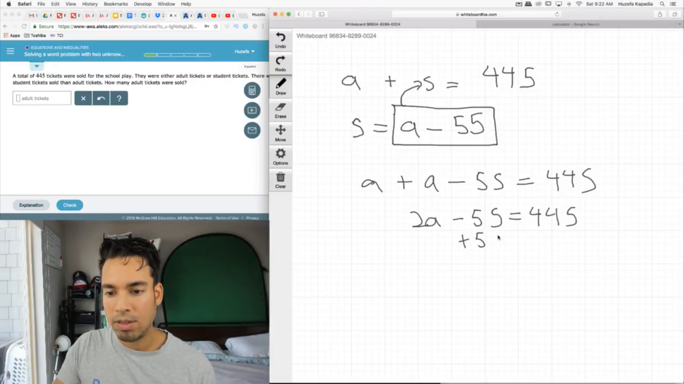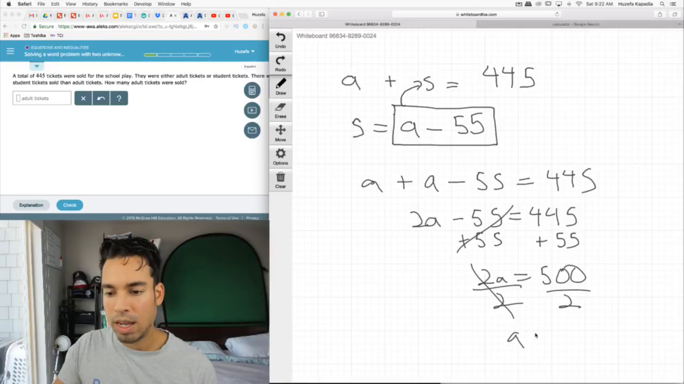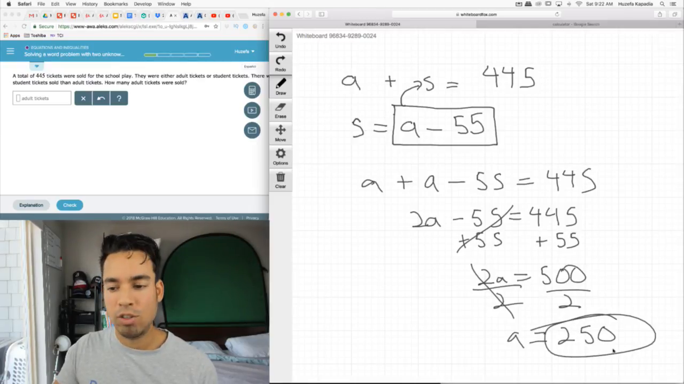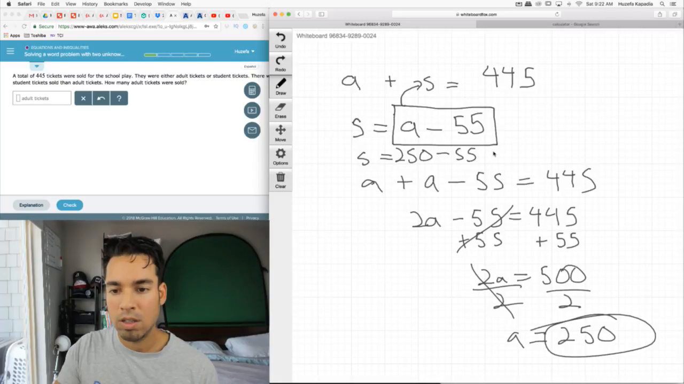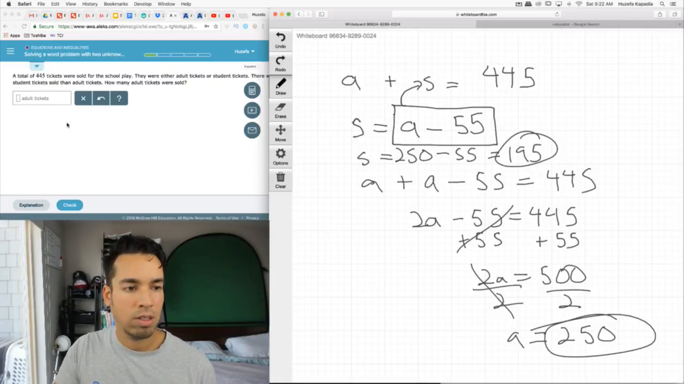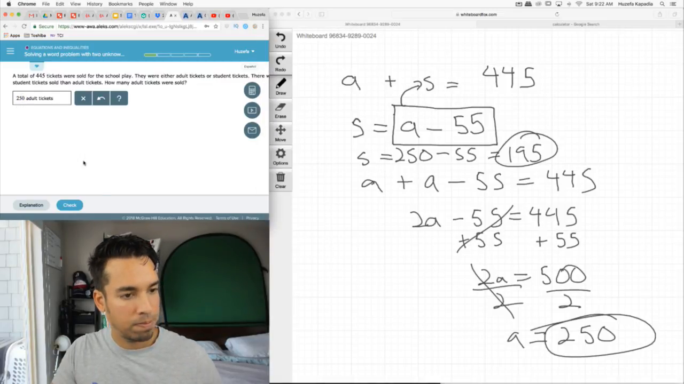We're going to add 55. We've got 2A equals, that plus that is 500. Divide by 2, divide by 2. And we've got A equals 250. So the adult ticket is 250. If I wanted to know students, I'd plug in that adult number up here, which would give us 195. But it's not asking for that. It's just asking for the number of adult tickets, which is 250.